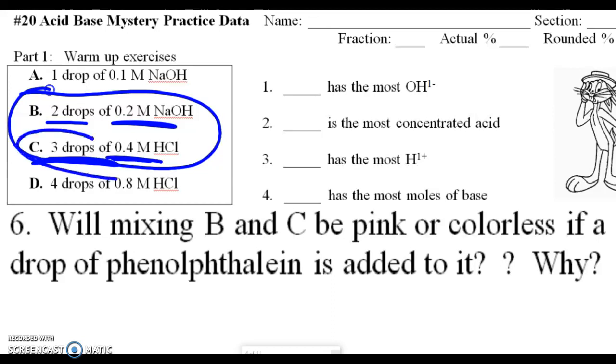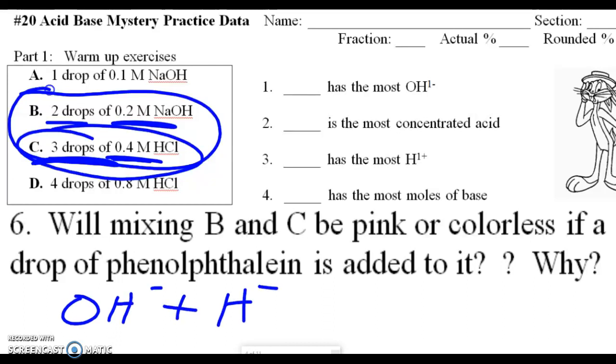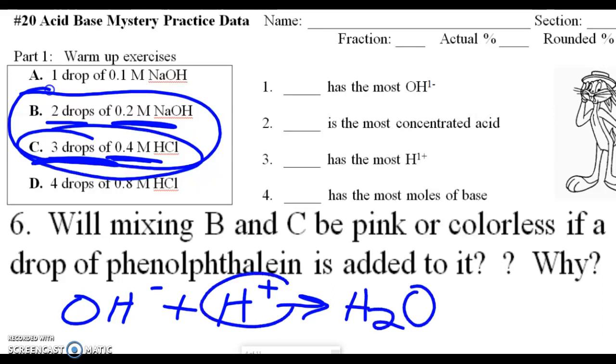So right away, I can tell you I'm going to have more hydrogen ion when I put these two together. So if I have more hydrogen ion than I have hydroxide ion, all of the OHs will get consumed with the excess hydrogen ion and turn to water. And in the end, I will still have more hydrogen ion left over, meaning that this solution would be colorless, even if phenolphthalein was added.